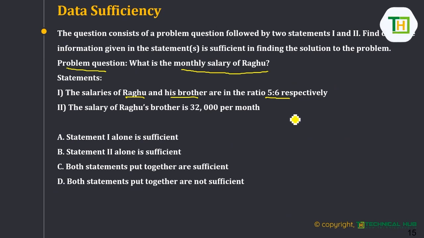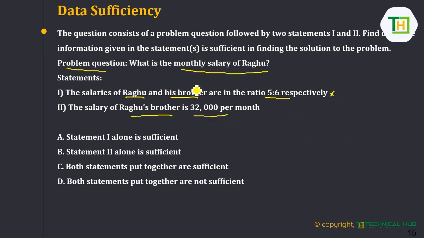So using this first statement, can you find the salary of Raghu? No, no such information is given. Only one piece of information is given: the ratio of the salaries of Raghu and his brother is 5:6. So using the first statement, you can't find the salary of Raghu, which means statement 1 alone is not sufficient.